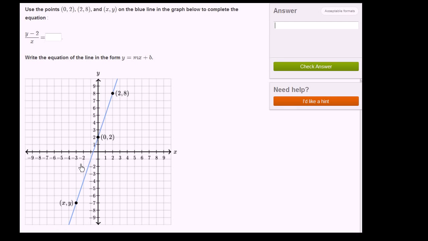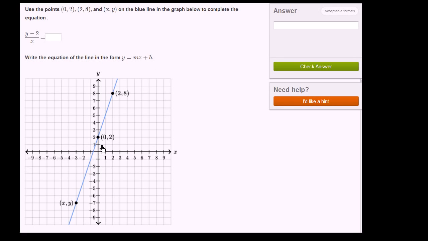So we have a line here, and they give us two exact points, and then they tell us one general point in terms of (x, y), although the way they've drawn it on the diagram, it looks like it's the point (-3, -7), but we'll just assume that we don't know what those are, that those are just two general points. What we want to do is figure out what this ratio is, and then we need to figure out the equation of the line.